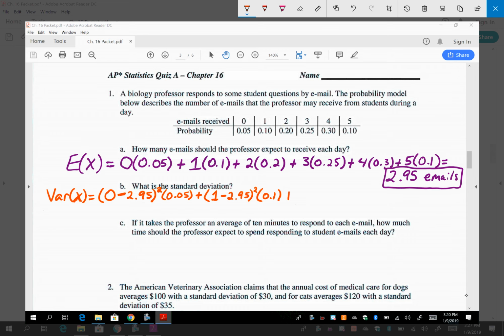Plus, I'm going to move a little faster. 2 minus 2.95 squared times 0.2 plus 3 minus 2.95 squared times 0.25. When you get done with the 3, like all of this one, then I want you to hit enter.